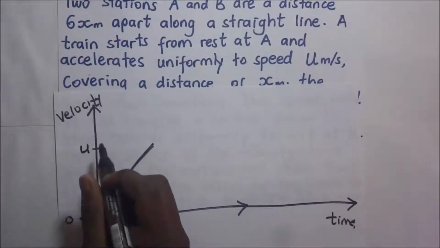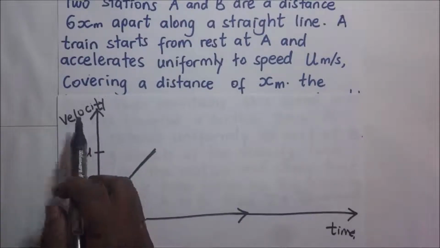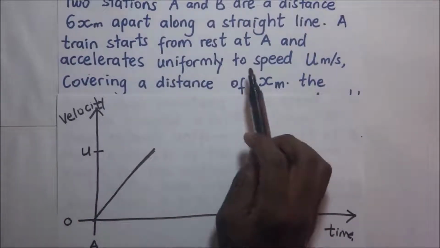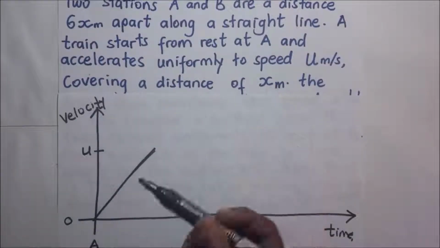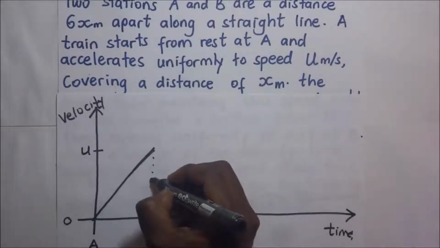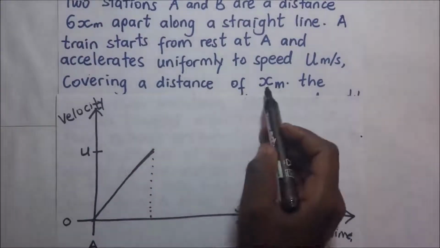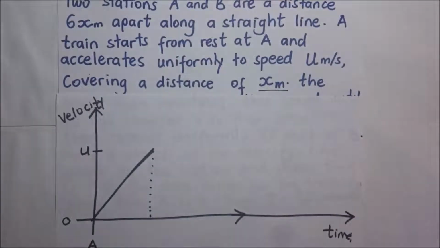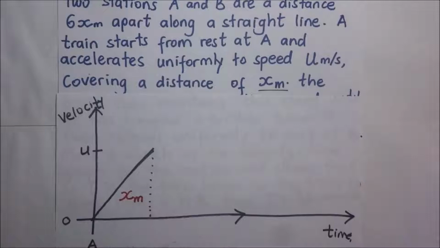Of course, when we are talking about speed, speed is just a scalar quantity. Velocity is just speed in a specified direction. So its speed is u meters per second, covering a distance of x meters. So it moves from here to here. The area under this graph represents the distance covered, and so the distance covered here is x meters.